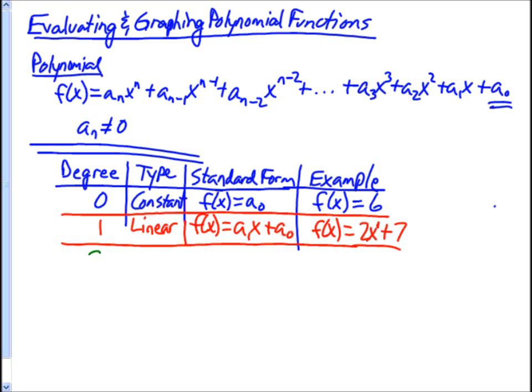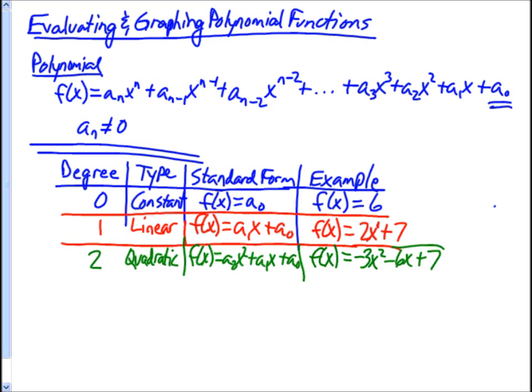Let's go to degree 2. We've been working with lots of these lately. Quadratic. So your standard form would be f of x equals a sub 2 x squared plus a sub 1 x plus a sub 0. An example of that would be f of x equals negative 3x squared minus 6x plus 7. There's an example of a quadratic function, degree 2. You see how it's x to the 2 in your initial term, degree 2. So that's also a polynomial.